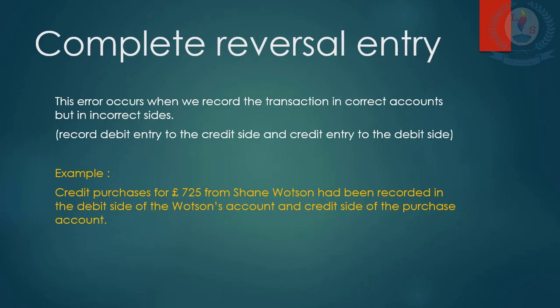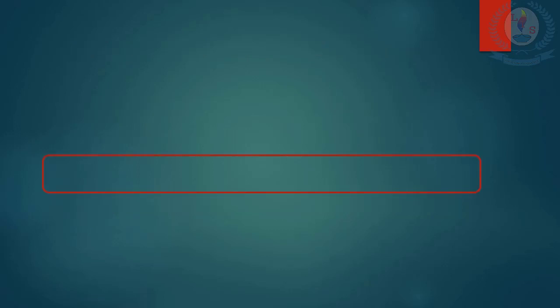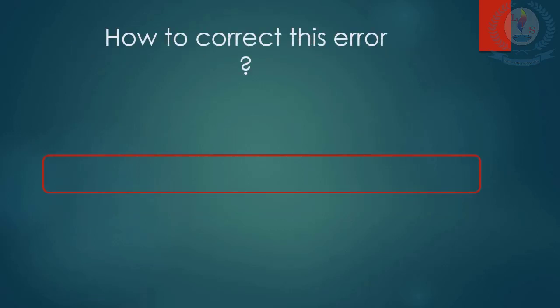When we purchase goods for the business, we know that the correct double entry should be purchase account debit and the creditor's account credit. But what has happened here? We have recorded it on the debit side of Watson's account and the credit side of the purchase account. Now we have to correct this. How to correct this error?